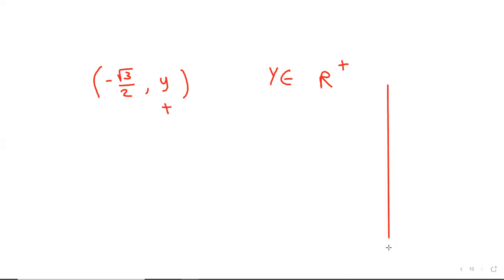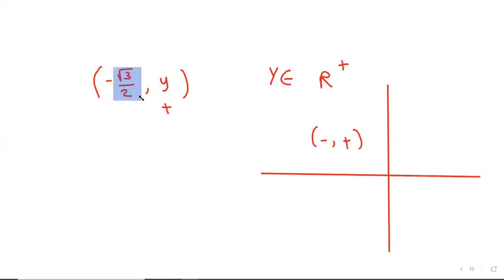If the terminal side of an angle whose measure is theta in standard position intersects the unit circle at negative root 3 over 2 and y, where y is positive. So here we have negative and positive, in which quadrant? In the second quadrant. Which angle? Ignore this negative now.